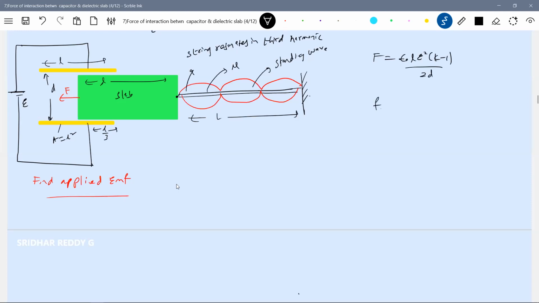So if it resonates in the third harmonic, what is the formula for that? 3v by 2L. So this v is what? Root of T by mu. And in fact, F equals T. This tension is F. So this will be epsilon naught L E squared (K minus 1) over 2T mu. Solve for E, you'll get the required answer. F is the frequency, the third resonant frequency, which will be given.